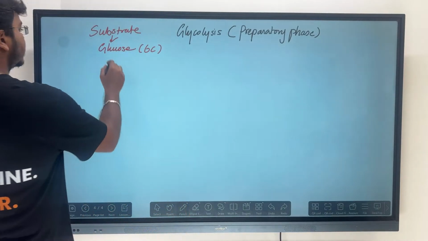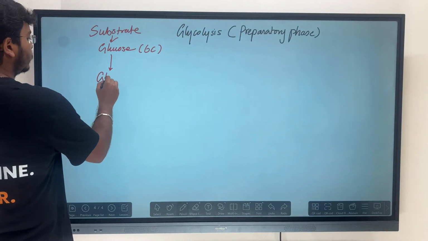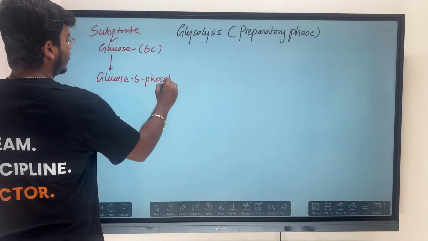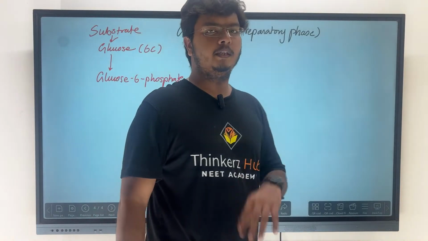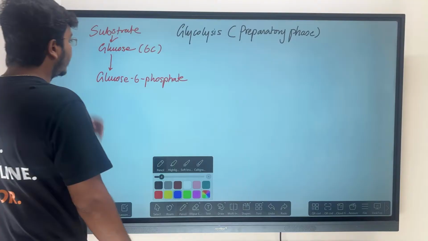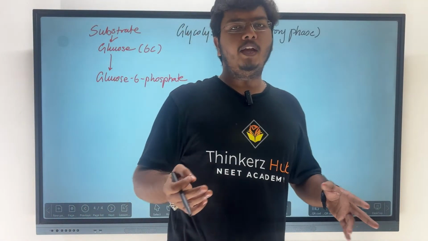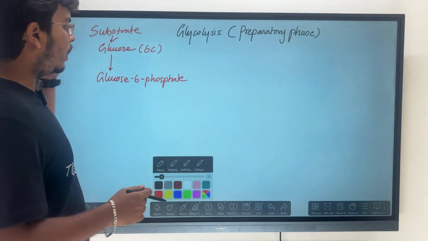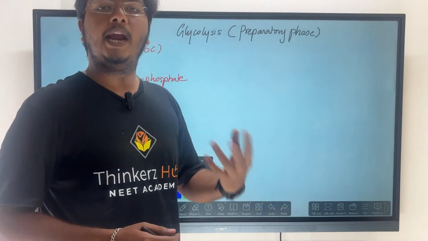Now this glucose is going to get converted into glucose 6 phosphate. What does it mean? Why should a glucose become glucose 6 phosphate? Firstly, understand that in the whole universe we have n amount of glucose, and not all the glucose is readily available to produce energy.